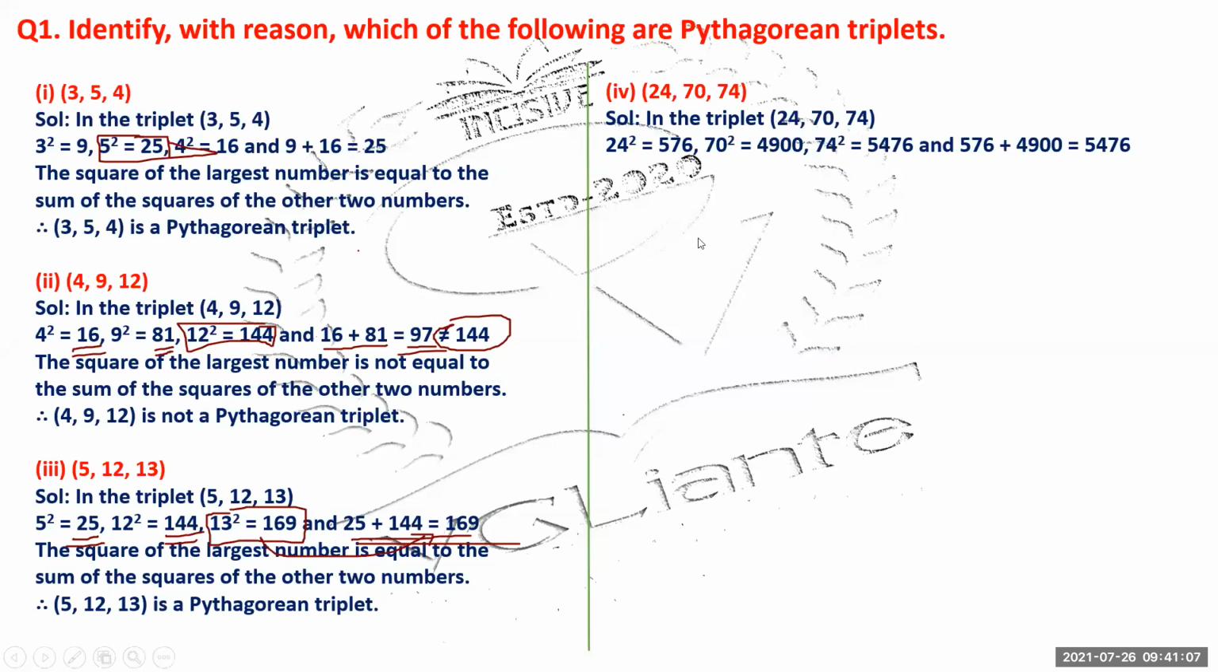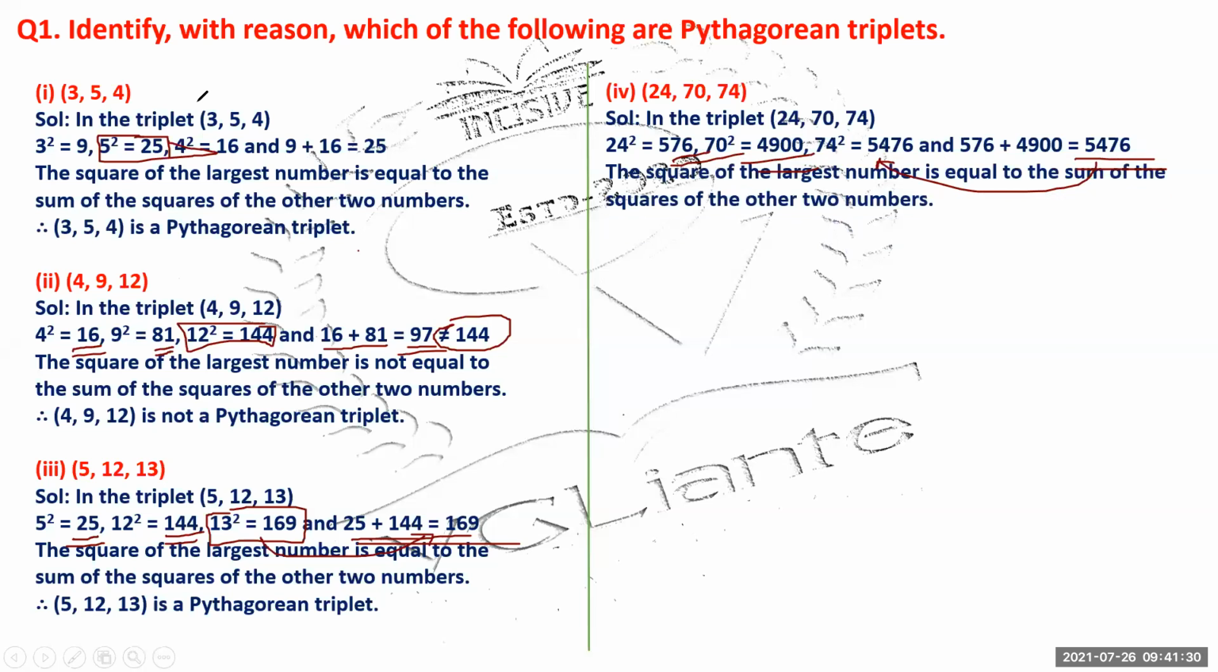Add the square of 24 and the square of 70. So 576 plus 4900 is 5476. Now 5476 is the square of 74. Understand? Check. Because of this, you'll come to know that the square of the largest number is equal to the sum of the squares of the other two. Therefore, 24, 70, and 74 is a Pythagorean triplet.